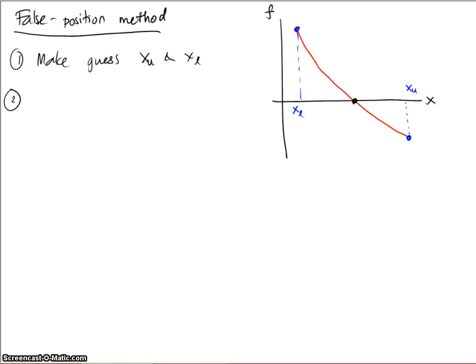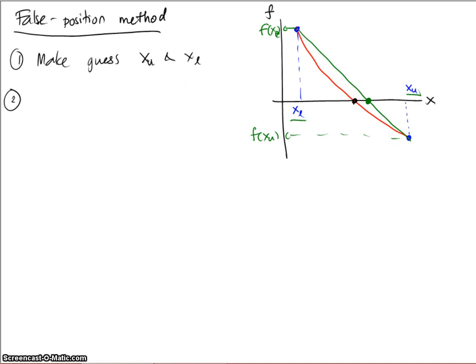In the second step of the false position method, we are going to draw a straight line that connects the 2 points XL and XU. When we draw a straight line, what we want to do next is find the point where this line crosses the x-axis. So how do we find that point? If we know XL and we know XU, we should know f at XL and f at XU.